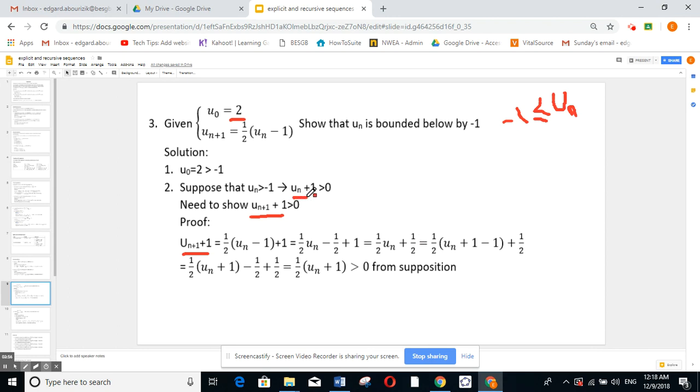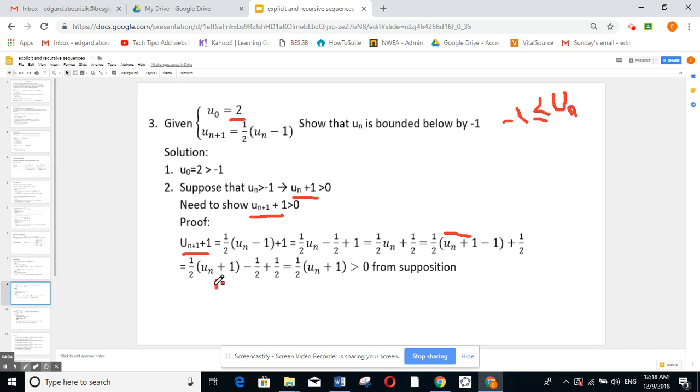I want to use the supposition. So to use the supposition, I put half in factor. I open parenthesis un. I have in the supposition plus 1. So I add the plus 1. Not to change anything, what do I do? I subtract minus 1. Then I put the plus half. Why did I do this part? Because I want to use the supposition. So I can say half parenthesis un plus 1 alone. Now I can use the supposition.